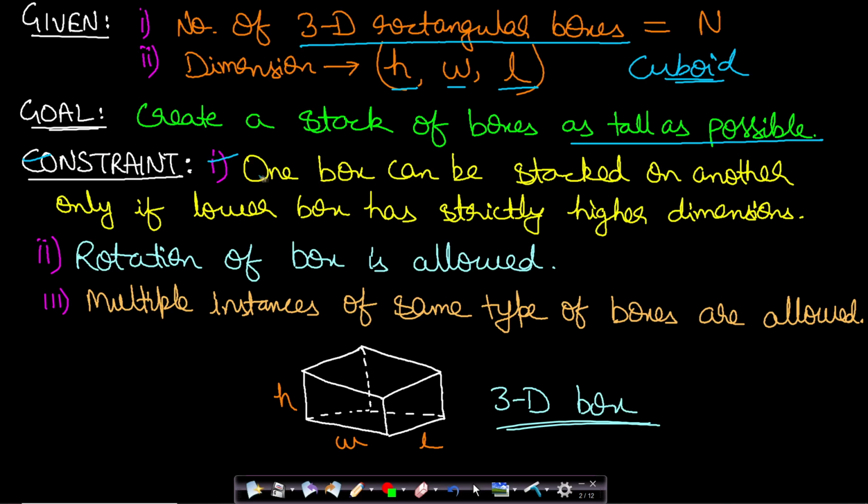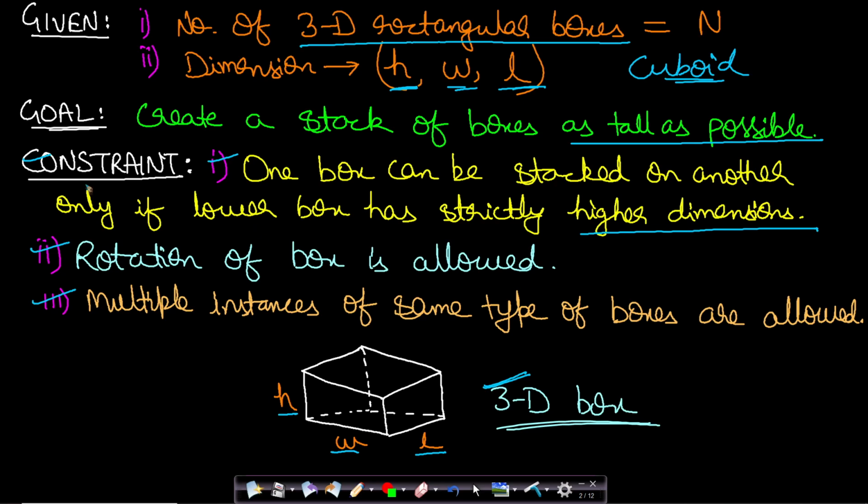The first one is one box can be stacked on another only if the lower box has strictly higher dimensions. The second constraint is rotation of a box is allowed, and the third constraint is multiple instances of the same type of boxes are allowed. Now this is a diagrammatic representation of a box. It will be just like a cuboid where you will have height, width and length, and the dimension format will be HWL, right?